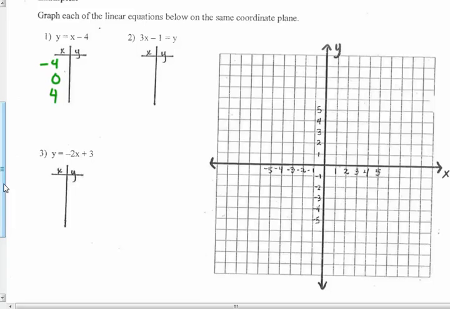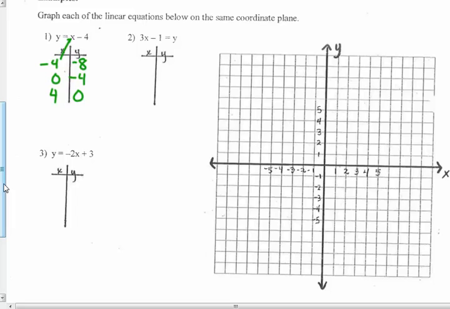So -4 gives me -4 minus 4. When I put this x into this equation, -4 minus 4 gives me -8. 0 minus 4 gives me -4. 4 minus 4 gives me 0. I'm going to solve all the tables first.